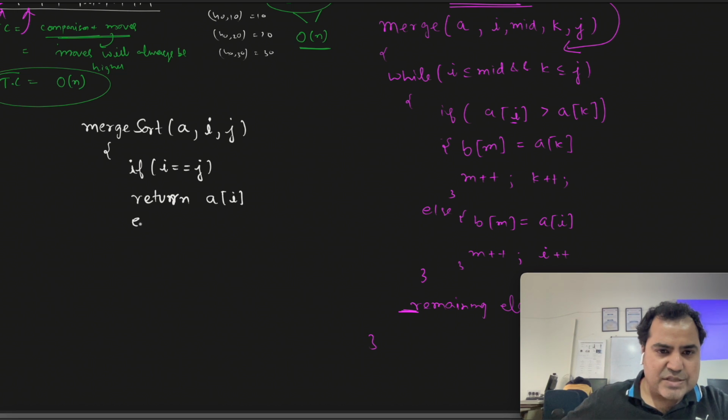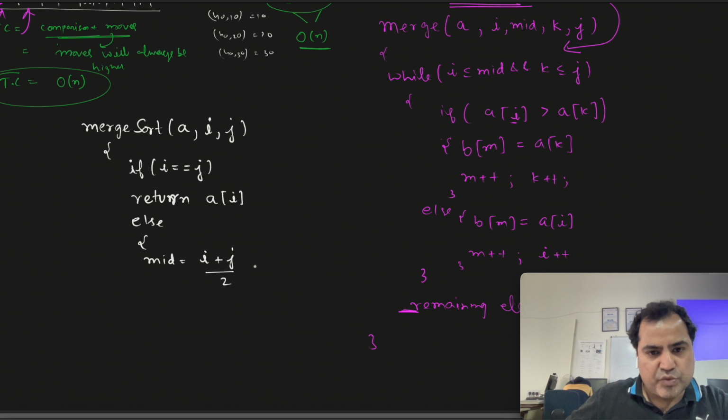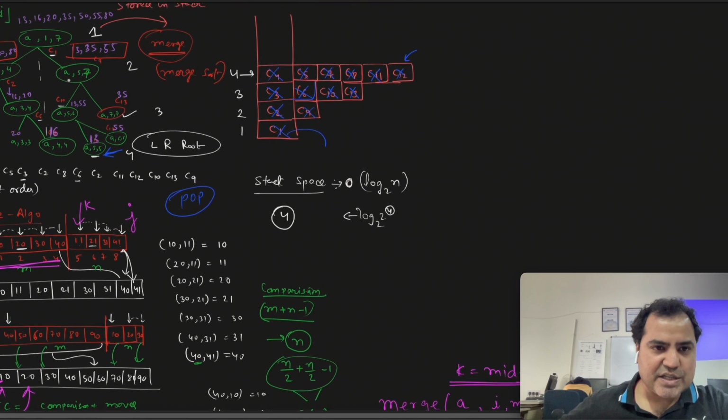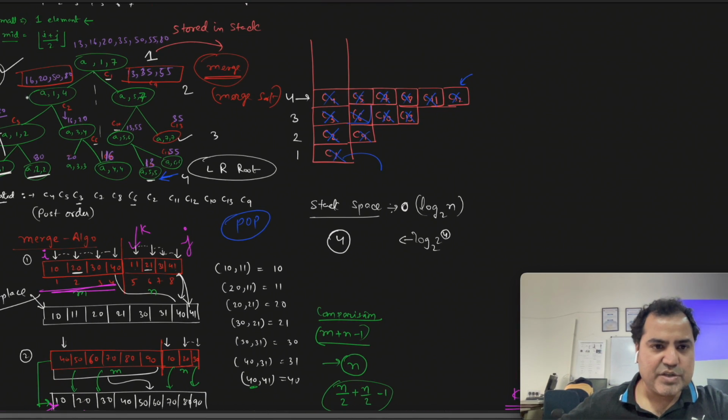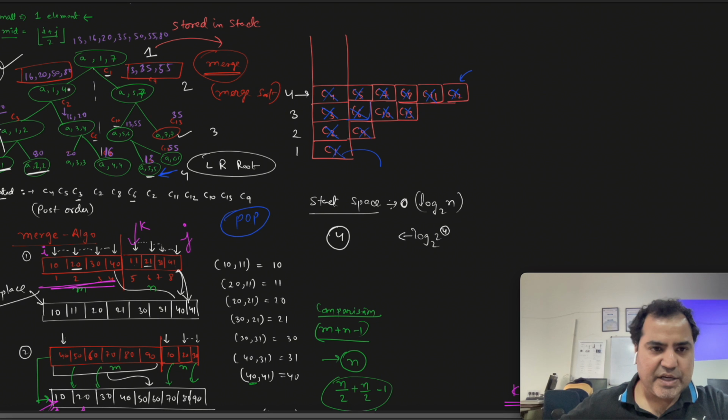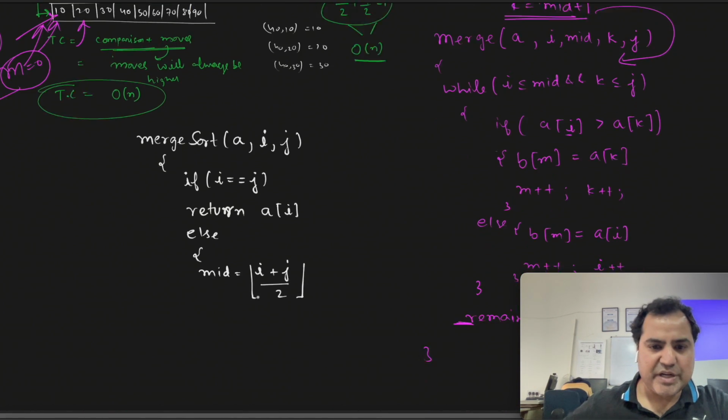Then we go to the else part. Else, what we need to do: first we need to find the middle element, mid, that is (I plus j) divided by 2, the floor value, meaning I need the integer value of that, right? So this we have seen in the last class also, how we divide it. That is the procedure I am telling: I plus j by 2, and then we get mid, right?